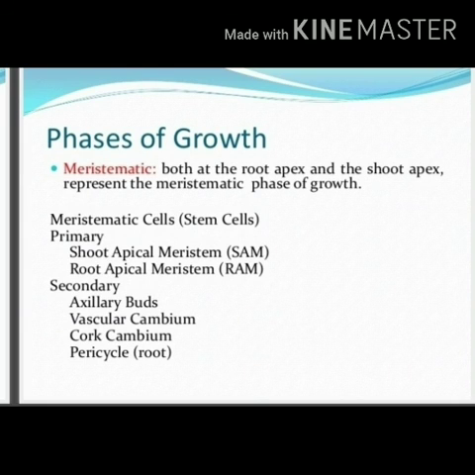Let us now study various phases of growth. The first phase is meristematic phase or phase of cell division. Here, meristematic cells undergo mitotic division to form two new cells. One cell remains meristematic and the other cell undergoes enlargement and differentiation. In this phase, growth occurs at a slower rate.